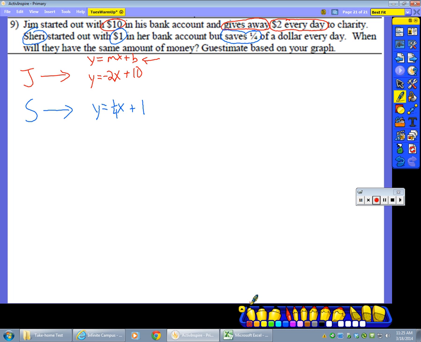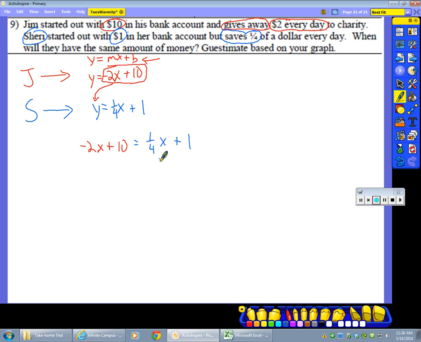I'll tell you why. Because I know y equals all of this stuff. So what that means is I can put all that stuff in for y. And whenever I do that, my equation is going to look like this. I'm going to have negative 2x plus 10 equals 1/4 x plus 1.